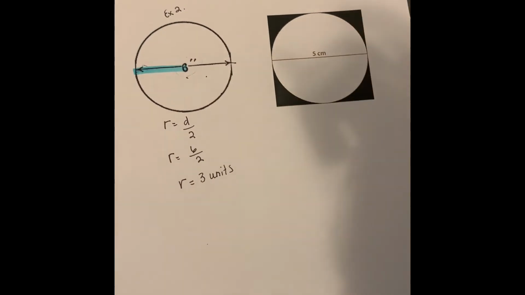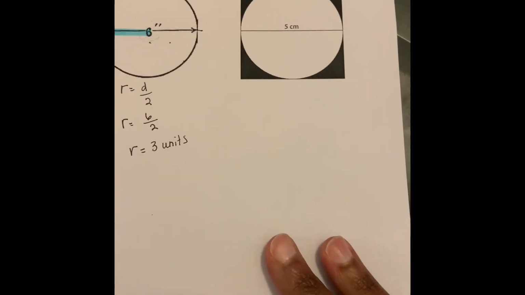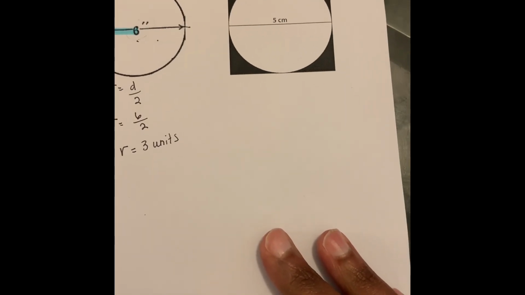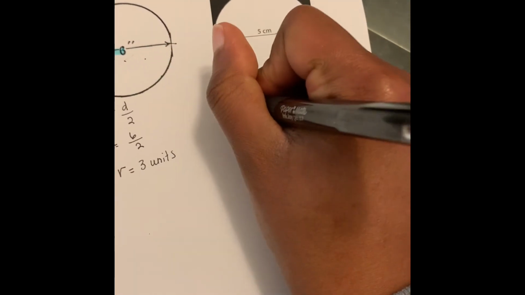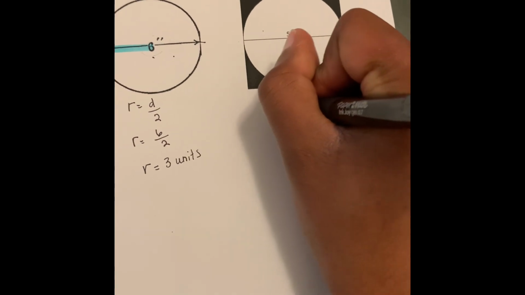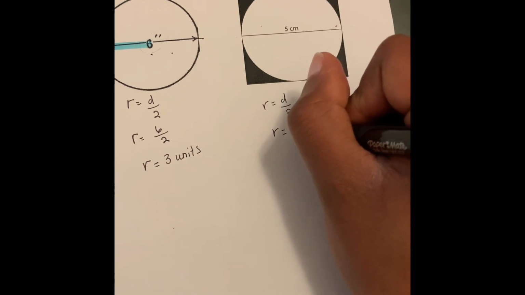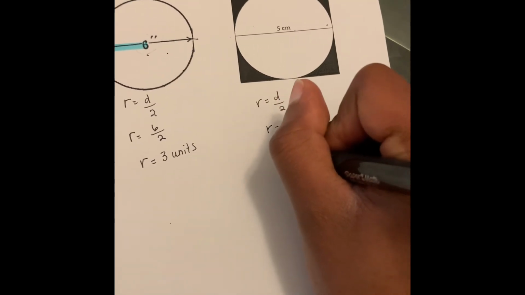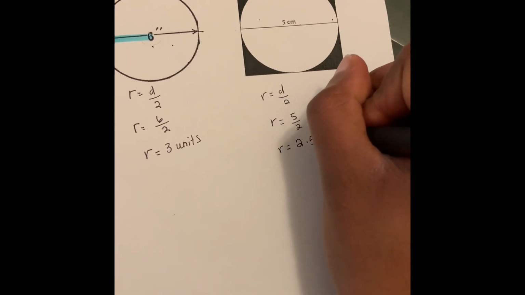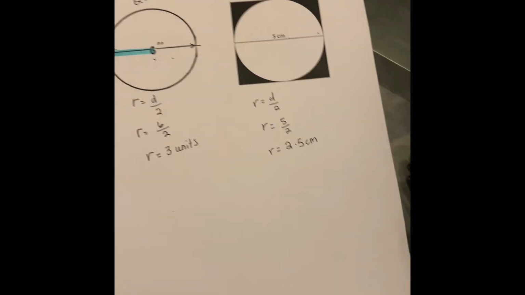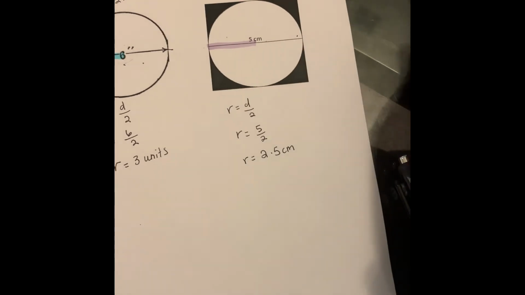Example 3. So my diameter here is 5. If I use my formula, radius is equal to diameter divided by 2. Radius is equal to 5 divided by 2. The radius of the circle is equal to 5 divided by 2, which is 2.5 centimeters. And remember, radius is halfway through the circle from one end point.